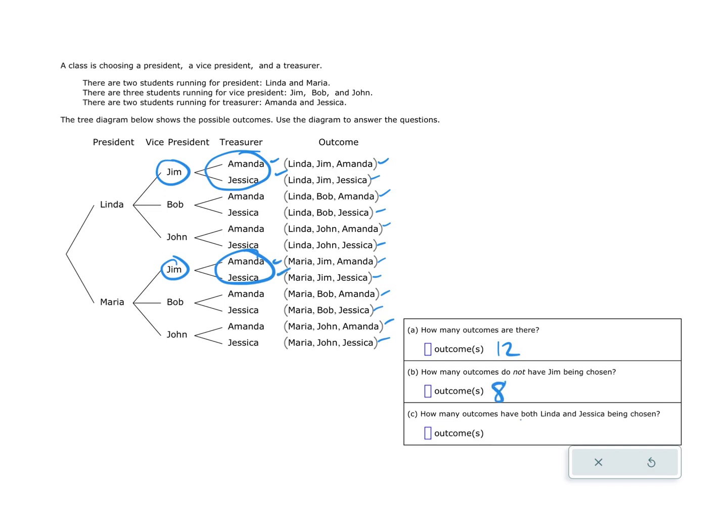How many outcomes have both Linda and Jessica being chosen? So we want all of Linda's. So that would be all of these right here. But it has to be Linda and Jessica. So it's only going to work if Linda and Jessica are chosen. So that one and that one and that one. So this one right here, 1, 2, and 3.